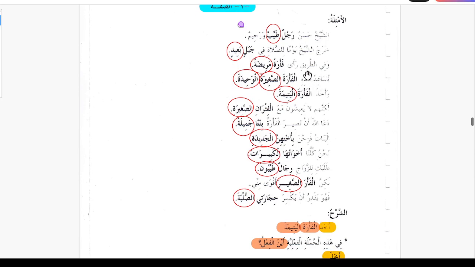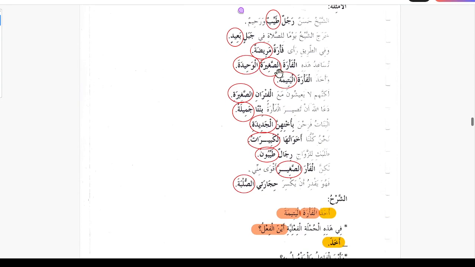Similarly, if we say Wa fi tariqihi ra'a faratan maridatan, and on the way he saw a sick mouse. So Maridatan is the adjective for Faratan, sick mouse. And this is mansoob because it's coming as a maful bihi. He saw what? He saw a mouse. And this is mansoob, this is also mansoob, this is nakira, this is also nakira. And this is feminine, this is also feminine. This has a ta marbuta and ta marbuta.